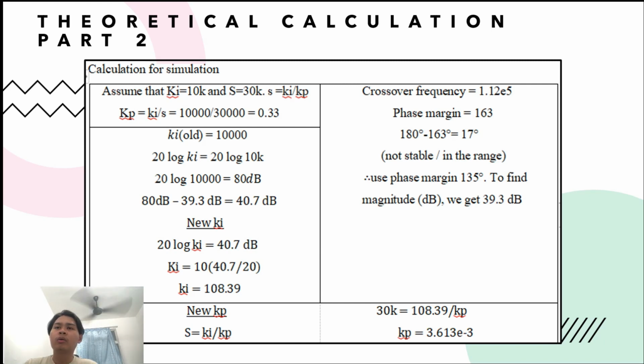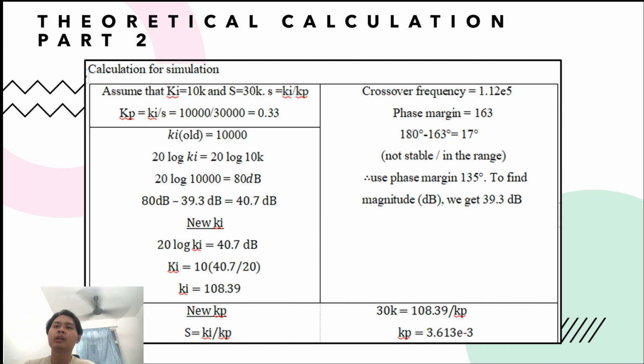And then when we run the simulation, we find that the phase margin is 163 degree. And when 180 minus 163, we get 17 degree, which is not stable and not in the range. So to achieve stability, we use phase margin 135, and then to find the magnitude, we get 39.3 dB.